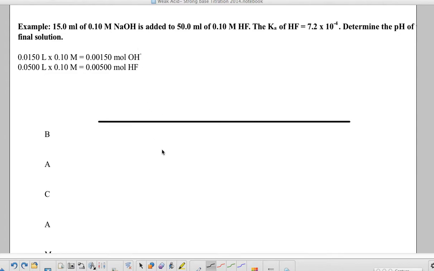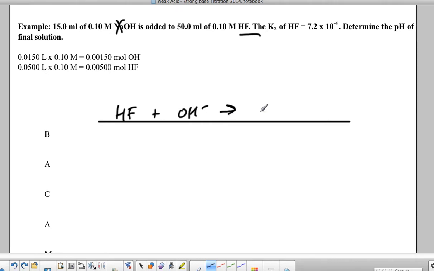When you go to do a titration problem, the first thing you're going to do is cancel the spectator ion. So here's a problem. Na is a spectator, so I cancel that. That's always going to give me my equation. So I'm going to react HF plus OH minus, arrow, I'm going to get water plus F minus.